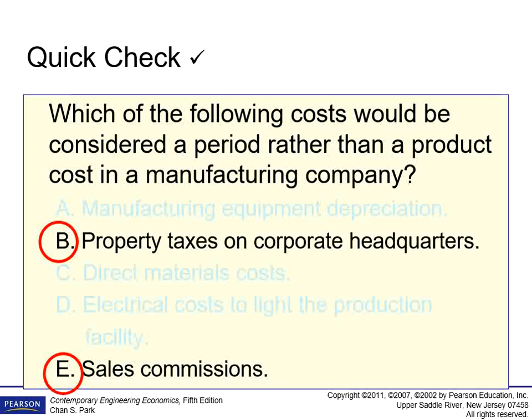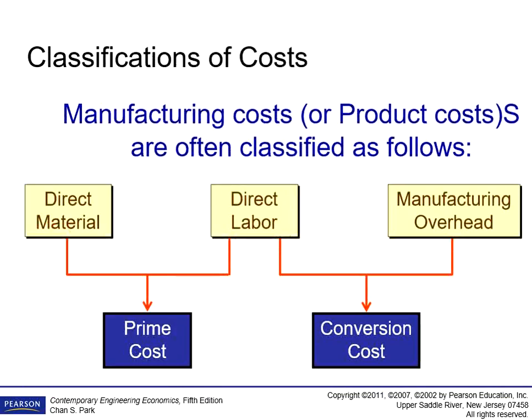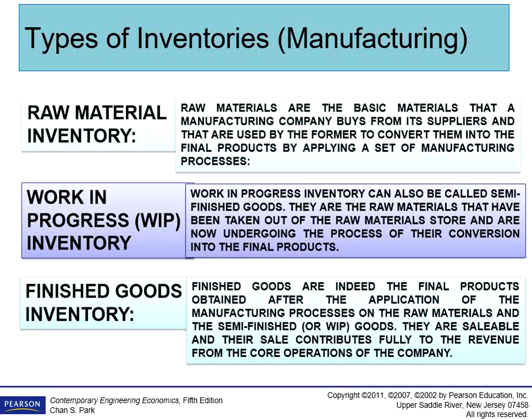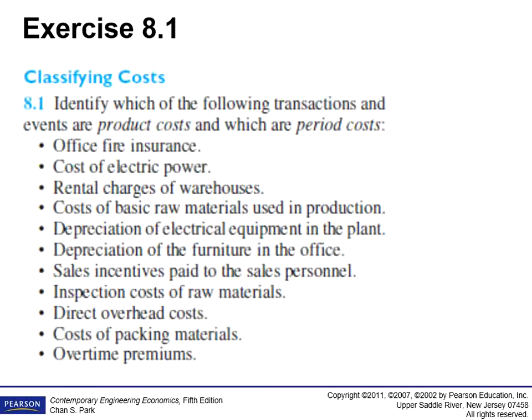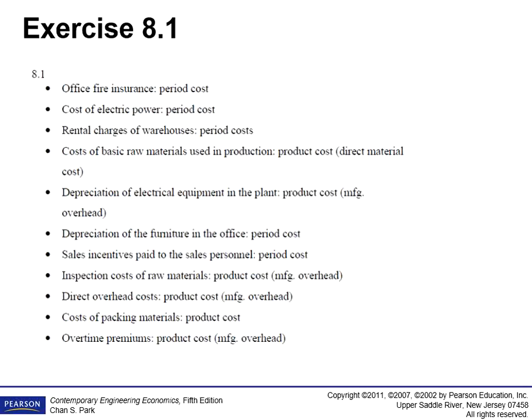This was the example we looked at. Classification of cost, when it is a prime cost and when it is a conversion cost. This is again some definition of raw material inventory, work in progress inventory, and finished good. And this is a summary of all cost concepts. And exercise 8.1, which is the one we solved last time, and then we stopped at this slide number 23. This was the last thing we looked at last time.